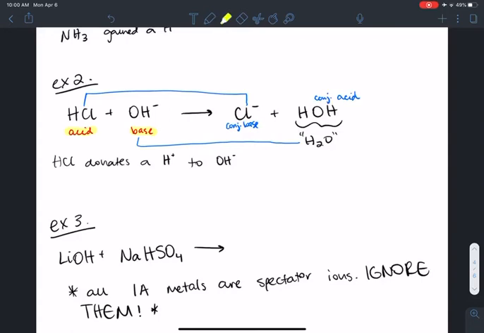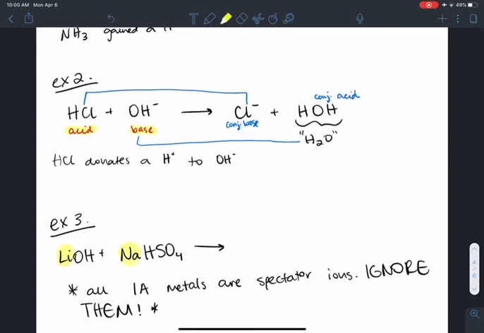Now, whenever you see these 1A metals, you need to remember your solubility rules. All 1A metals are spectator ions. That means they don't do anything. They do nothing. They just sit there. Ignore them. Rewrite those ionic formulas without the 1A metals. And so I did that here.